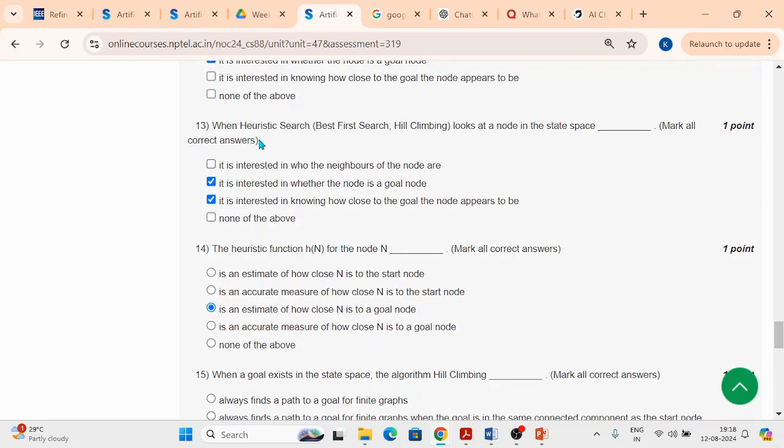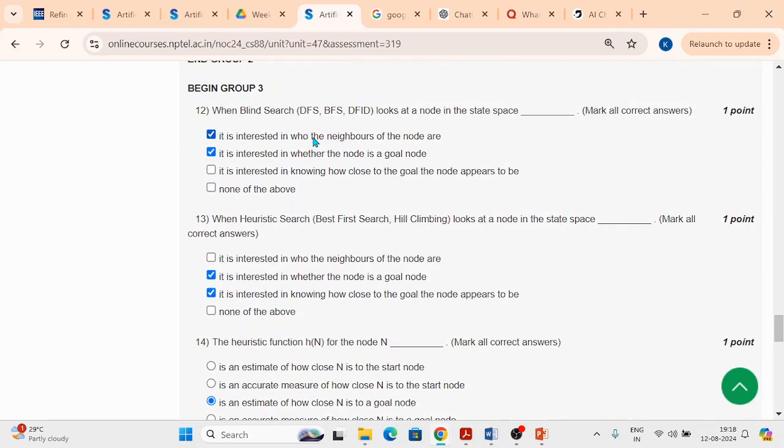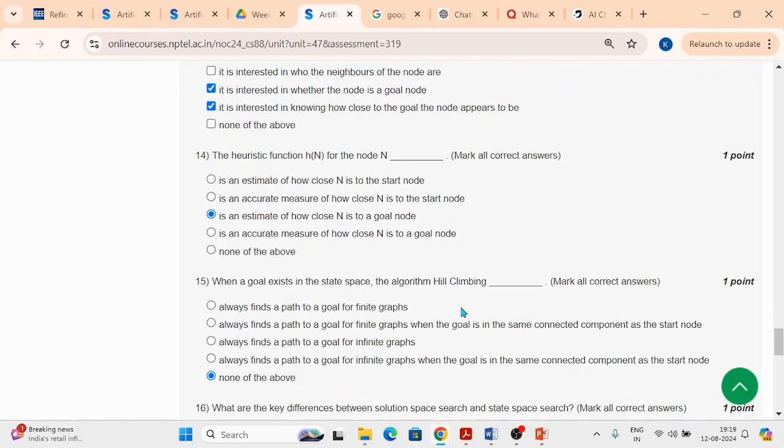Next, while coming to the heuristic, this is also called informed search. Mainly some information will be provided regarding the goal node, so it will concentrate more on the goal. So it is interested in whether the node is the goal node or not, and it is interested in knowing how close the node appears to be to the goal node. These are the two answers. The heuristic function for the node, as we already discussed, estimates how close it is to the goal node.